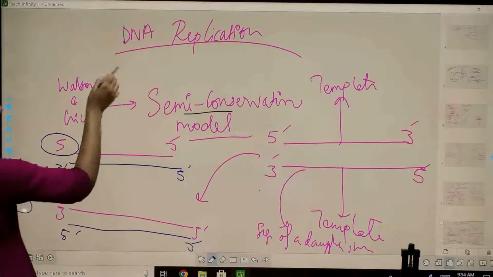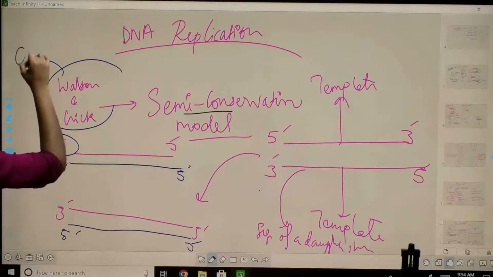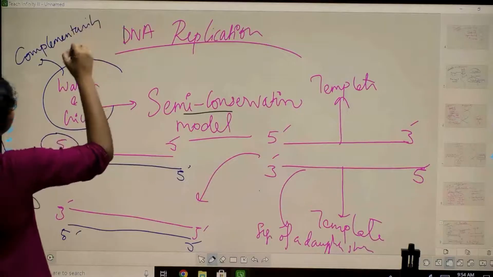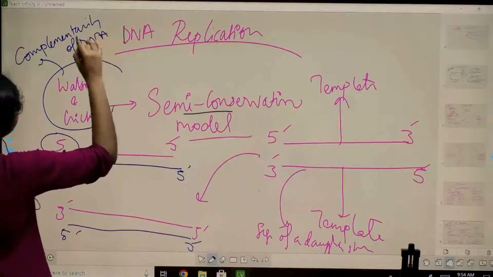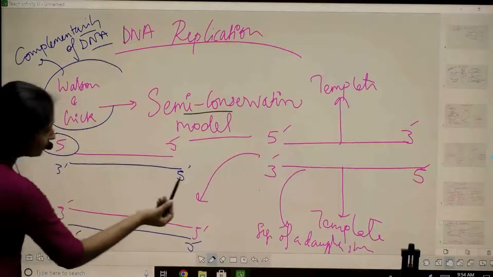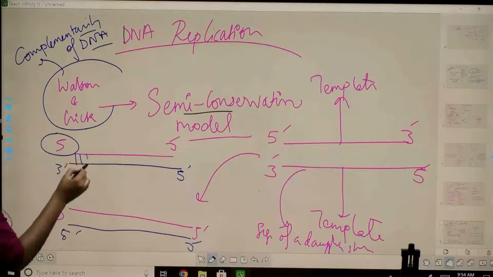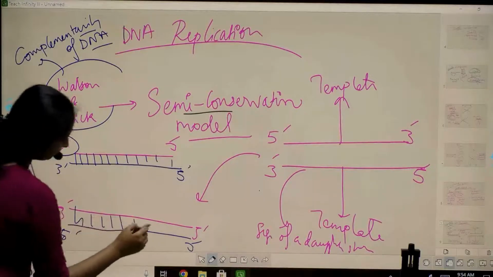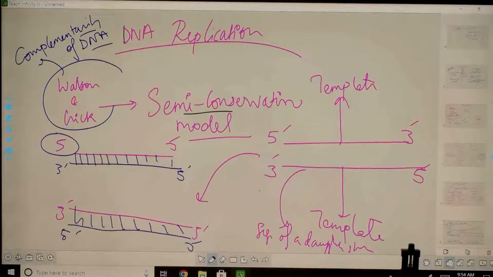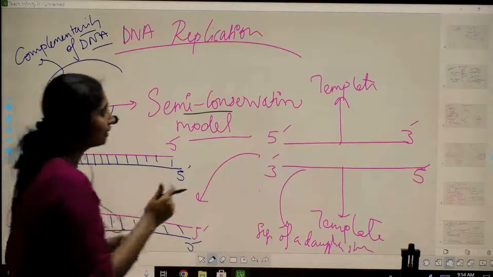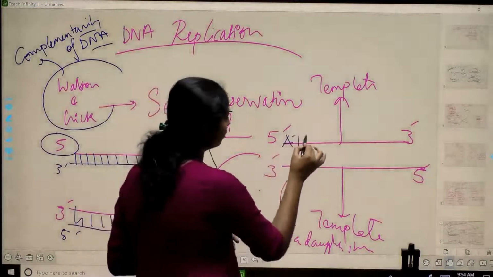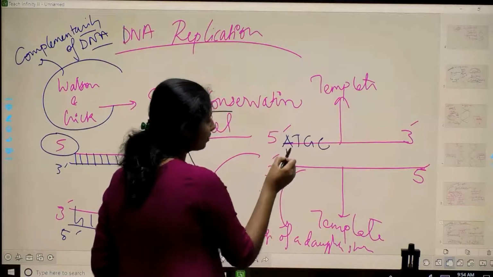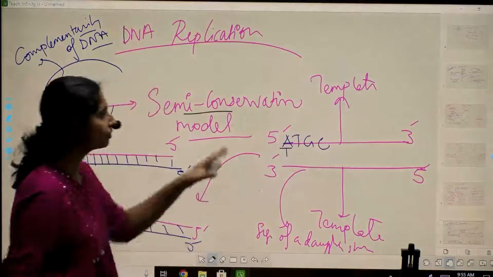And this model is based on the complementarity of DNA. The new daughter strands that would be formed would be complementary to the parent strand. Right. And that is how they have also been synthesized. For example, in the parent strand there was ATGC, right? So opposite to A, in the daughter strand there would be T, right? So they would be complementary.